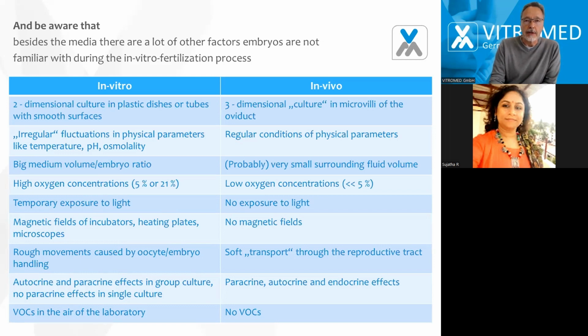In our dishes, we have autocrine and paracrine effects when we do group culture, and no paracrine effects in single culture. In the uterus and as well in the tubes, there are also paracrine, autocrine, and endocrine effects that can have some influence on the development of the embryos. And in the labs, we have sometimes VOCs. In the body, you cannot find any VOCs, volatile organic compounds. Okay.